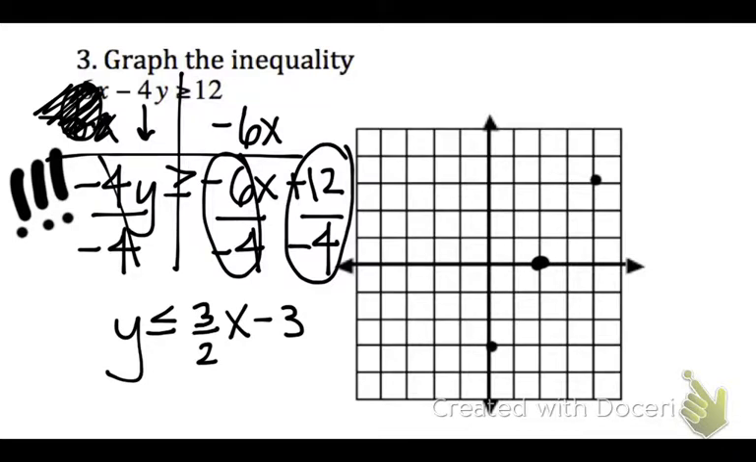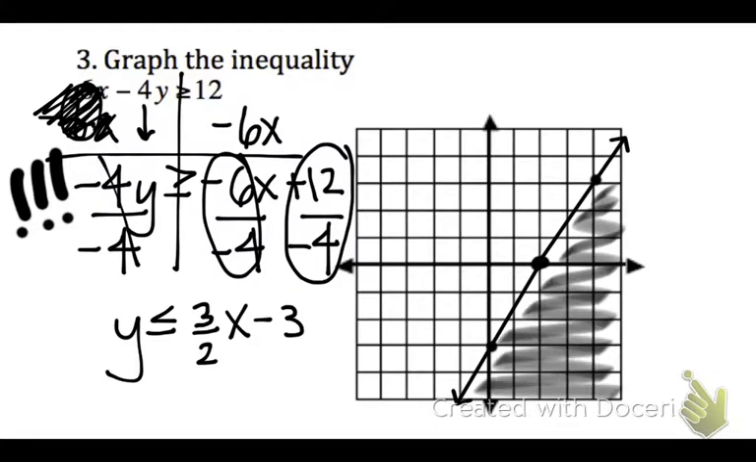And it's going to be a solid line, but it's going to be shaded below. If a student did not flip the symbol like they were supposed to, they would have shaded in the wrong area. So please make sure that you're shading correctly. When you divide by negative, you must flip the symbol.